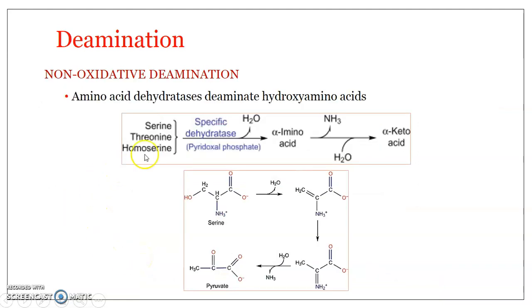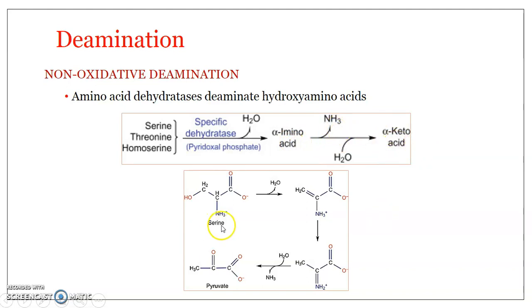So this is the example here. You can see the specific dehydratase. Okay, serine, threonine, and homoserine undergo dehydration with the help of dehydratase, and the coenzyme required is pyridoxal phosphate. It will result in the formation of an unstable alpha amino acid. This will undergo hydrolysis and deamination to result in the formation of alpha keto acid.